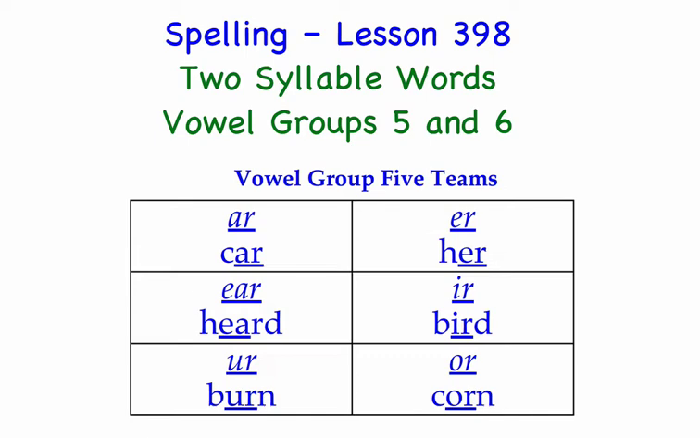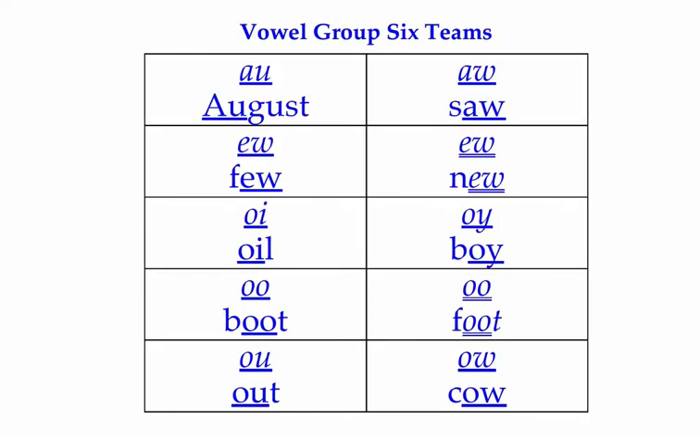And finally, OR represents the sound OR, as in corn. When you encounter these teams in words for marking purposes, you underline them and write the number 5 under those teams. Vowel Group 6 is when two vowels join together and the first vowel does not represent its long sound. AU represents the sound AW, as does AW. Normally at the end of a word or syllable, we'll use AW, and within the syllable, we will use AU.